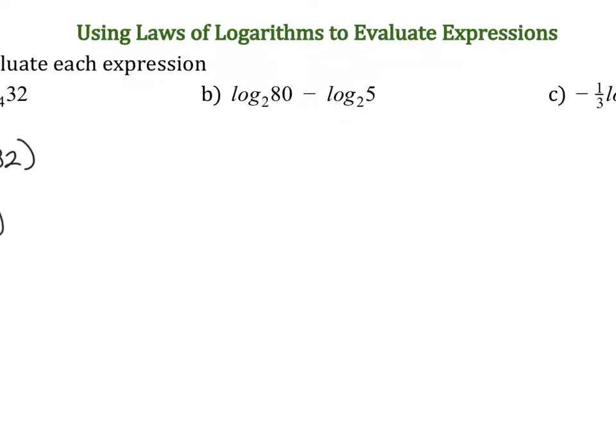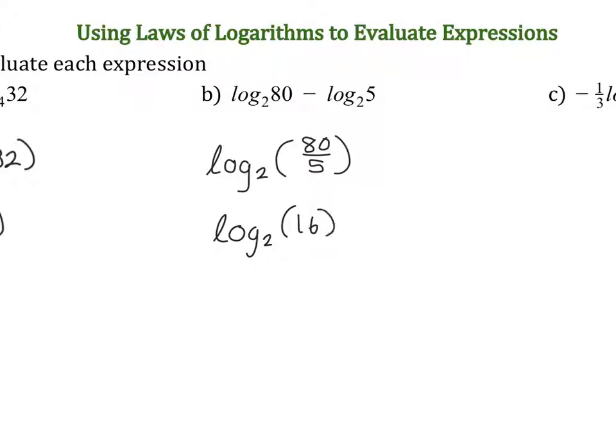Okay, let's try the second one. Again, this may not be something where I can evaluate the terms separately, but let's see if we can use that second law. Since I see subtraction, I'm going to condense this into a single logarithm, and I can do that with a quotient. Notice that the base does need to be the same for us to do this. Now I'm just going to do a little bit of division here, and then we'll get something that we can simplify pretty easily, because we know that 2 to the 4th power is 16, so this logarithm becomes 4. Again, the reason for that is because 2 to the 4th power equals 16, and logarithms define exponents.